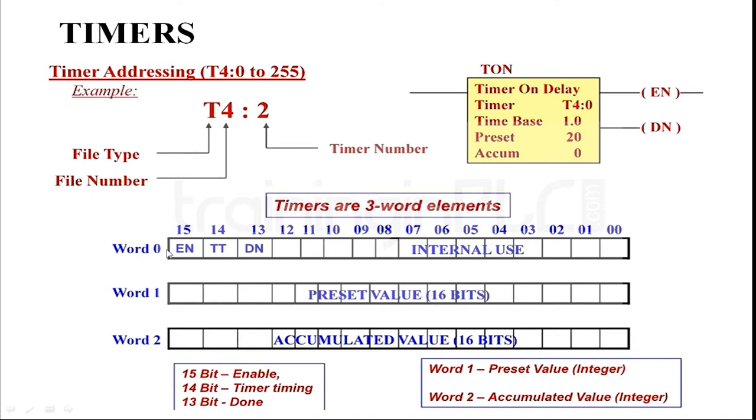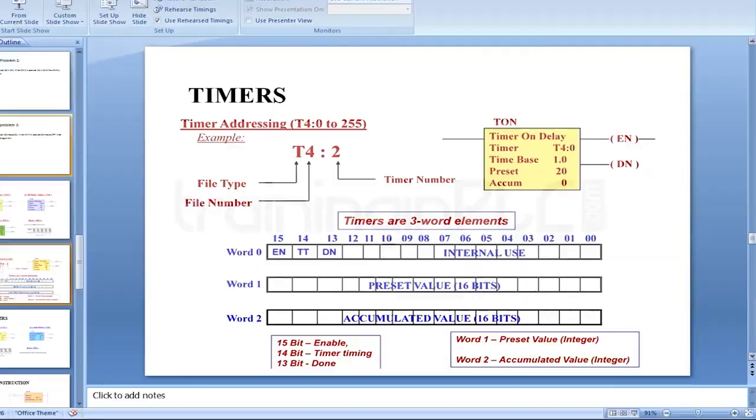You can find in a 16-bit file, the done bit is at the 13th bit, the TT bit at the 14th, and the enable bit at the 15th. Even the accumulator value and preset value take 16 bits to store the value. So let's see how to use this in the software.